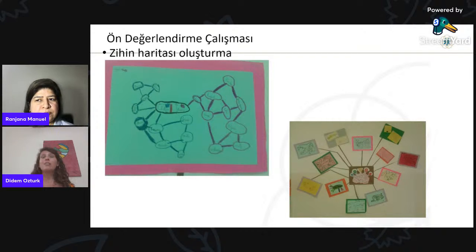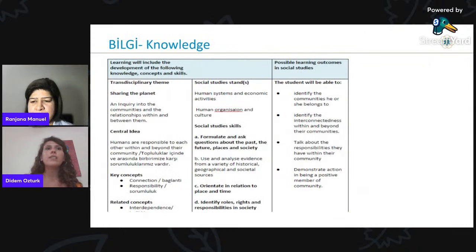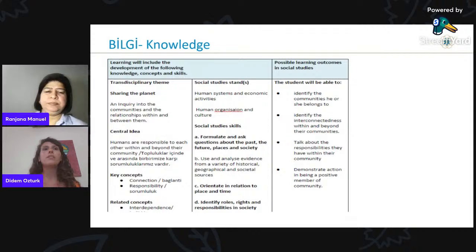For this reason, we decided to start with a more deductive method, and we shared with them the central idea. Students read the central idea: humans are responsible to each other within and beyond their community. Then we shared with them the lines of inquiry, where they can start thinking about the connection between them.